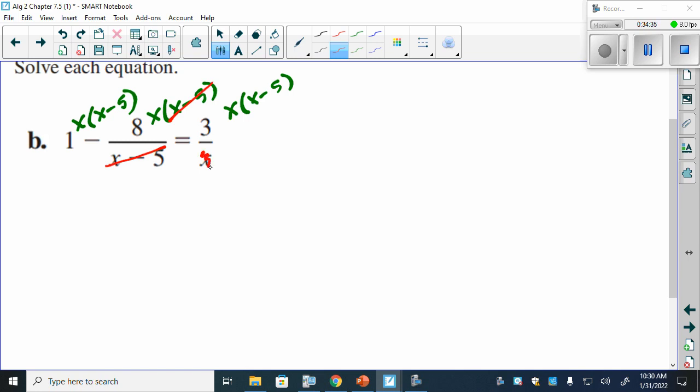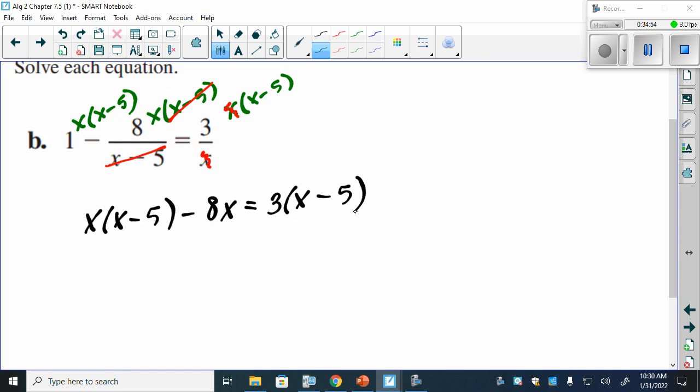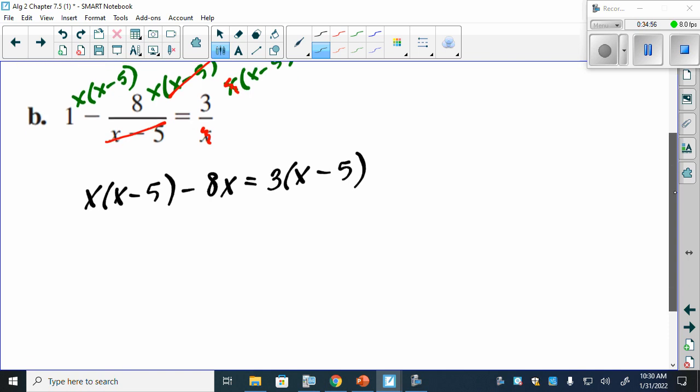Here, the x and x will cancel, which will leave us with 1 times x minus 5, which should be x times x minus 5, minus 8 times x is equal to 3 times x minus 5. Any questions on this so far?